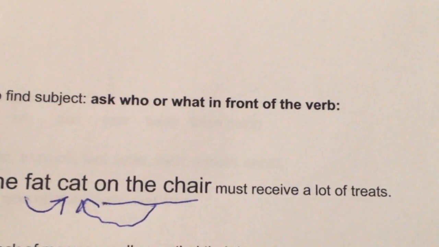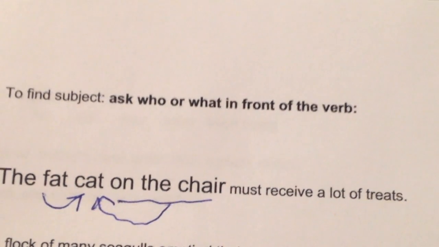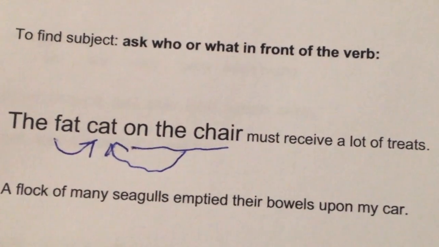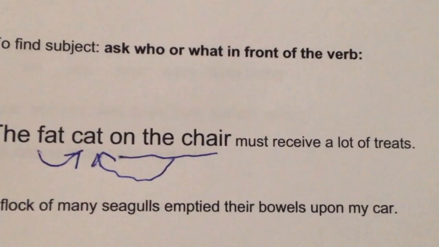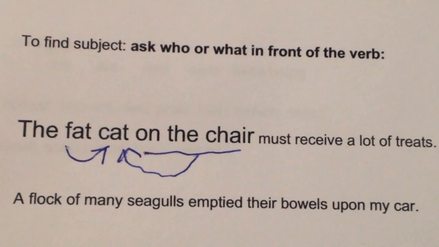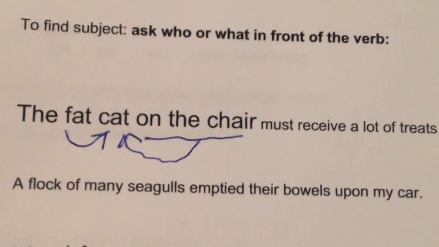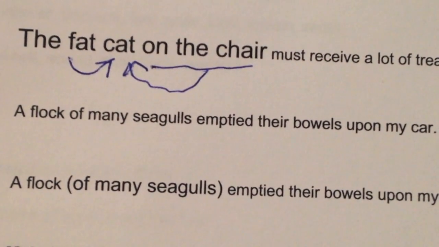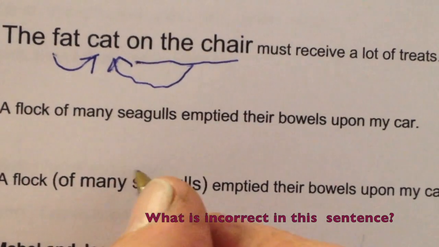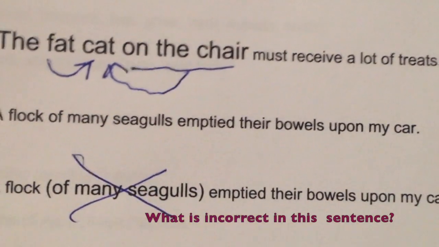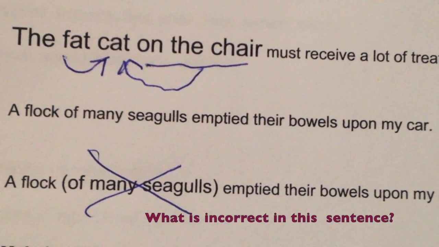In the sentence, "A flock of many seagulls emptied their bowels upon my car," what word would you think the subject might be? If you think it's seagulls, you're incorrect, because the word seagulls is part of the prepositional phrase, "of many seagulls." And notice we said earlier that the subject must be a noun or a pronoun. It can't be part of a prepositional phrase because prepositional phrases only act as adjectives or adverbs. Therefore, the subject in that sentence must be flock.